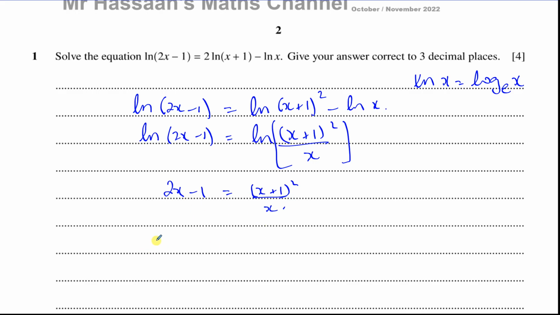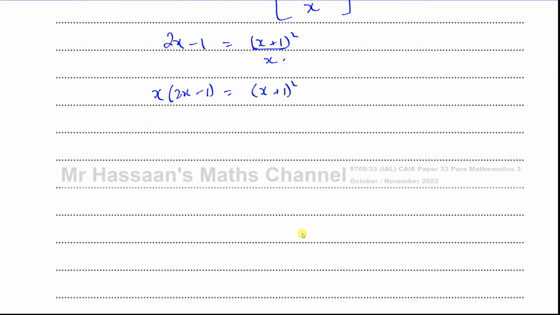We can multiply both sides by x. So you have x times 2x minus 1 equals x plus 1 squared. So of course we have a quadratic equation now, so we can expand the brackets. 2x squared minus x equals x squared, you multiply them and double it, plus 2x plus 1.